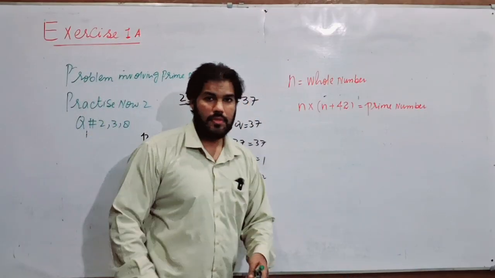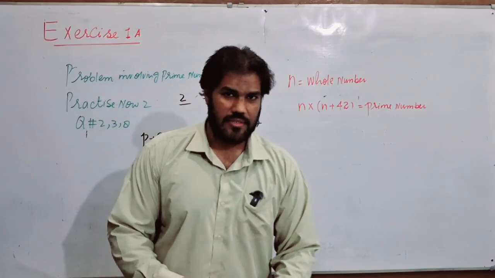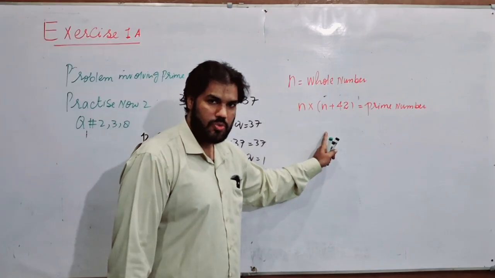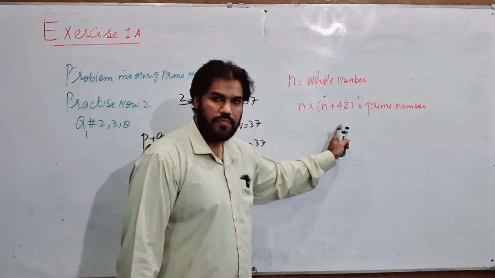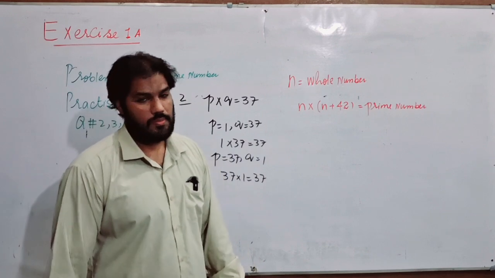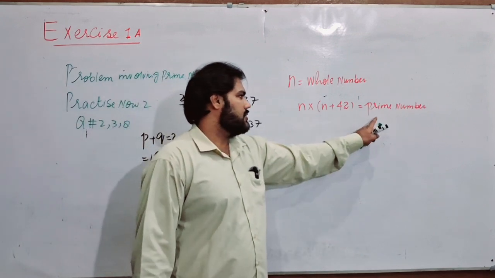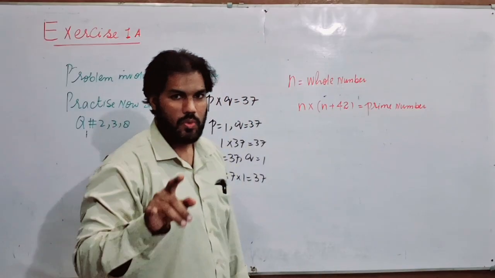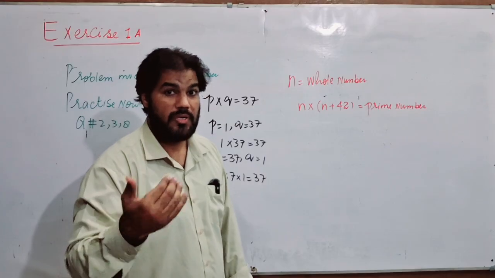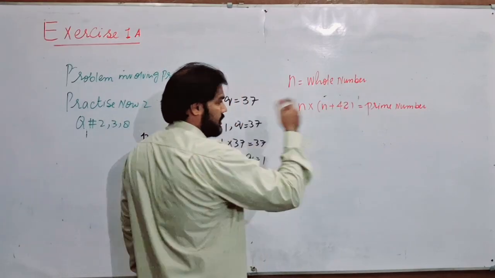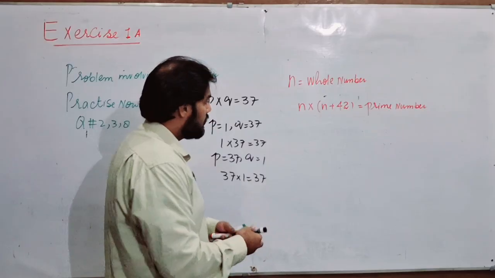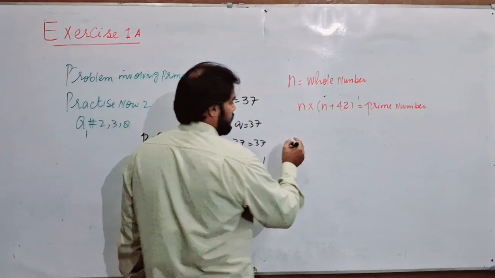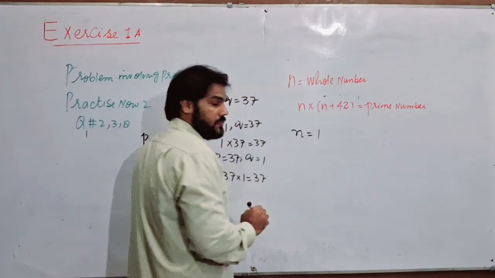From this product, visually it seems that this number is divisible by n, this number is divisible by n plus 42, this number is divisible by itself, this number is divisible by 1, but it is mentioned that this number is a prime number. It means this complete number has only two divisors, 1 and itself. It means that if it is divisible by 1, then it is possible that your n is 1 here.